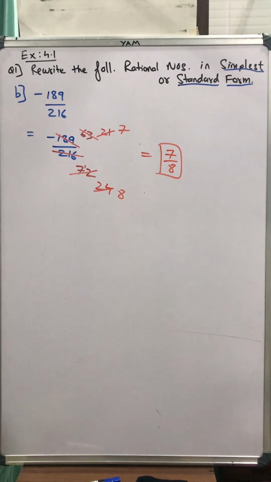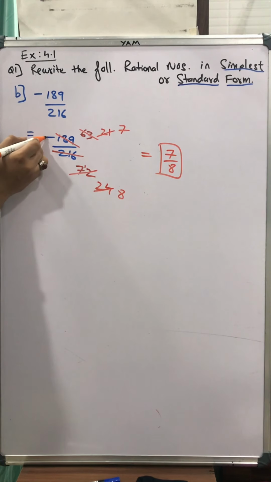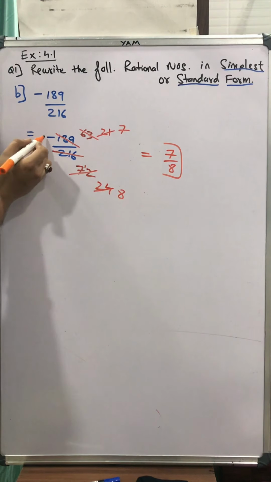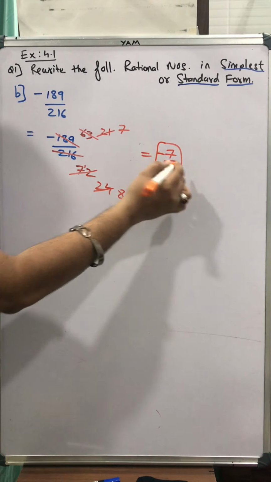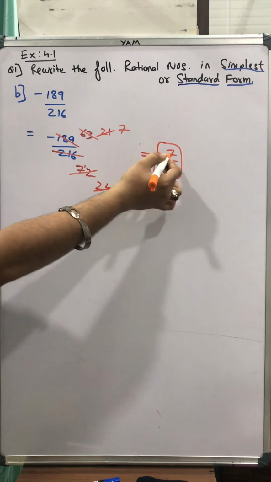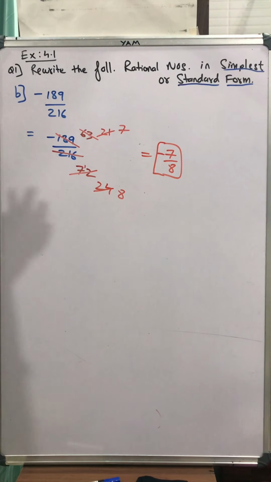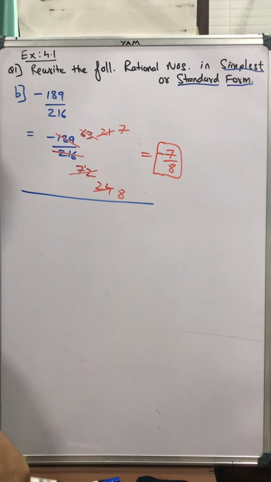7 upon 8. Alright, students, don't forget this. We have a minus sign over here. It's minus 189. This happens. It's a very common mistake. So we have to apply the minus also over here. Okay, the answer is minus 7 upon 8. Answer of the first question on the board. Now let's proceed with another question. Another question on the board. It's sub-question C.